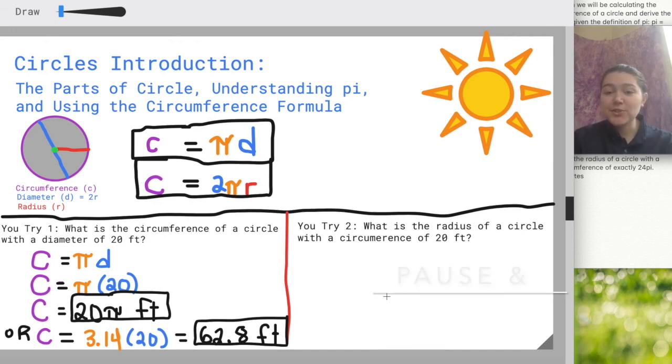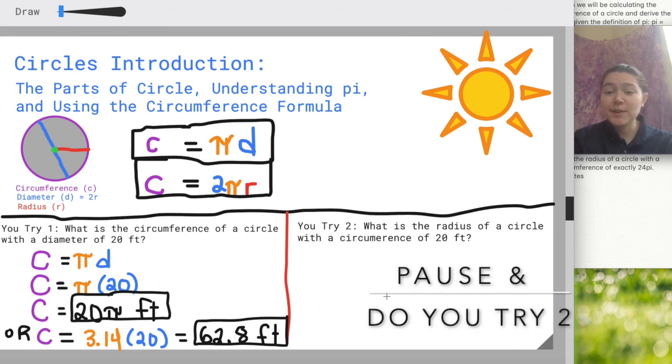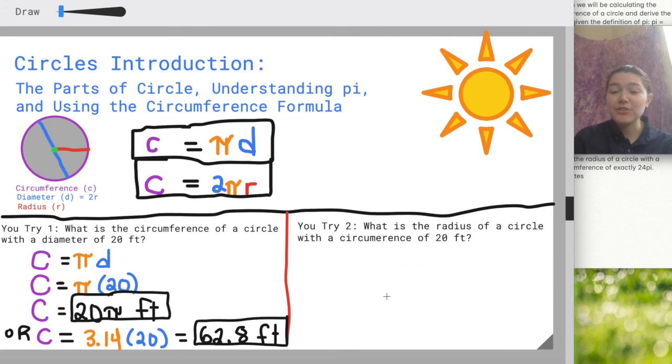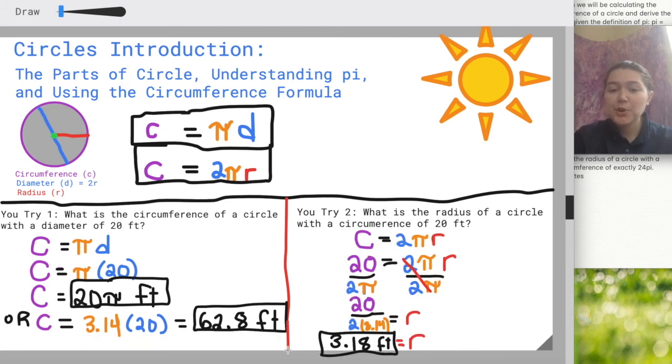Okay, and then we have you try number 2, which is like my second example. What is the radius of a circle with a circumference of 20 feet? All right, and you should have gotten 3.18 feet.